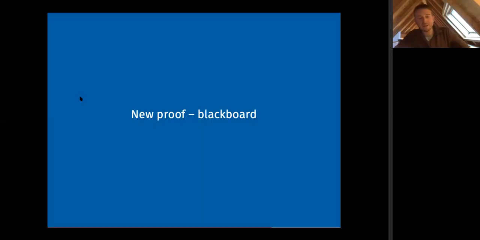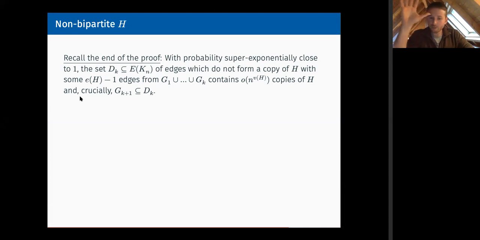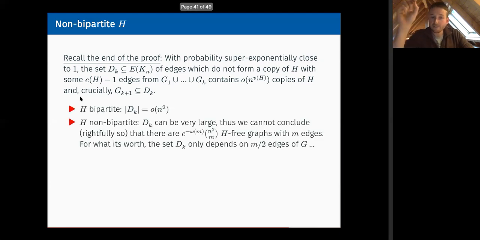Okay, so that was quick, but the main point was this picture where the set D, where the rest of the graph has to live, shrinks. Okay, what falls apart when you try to apply the same thing to a non-bipartite H? Recall the very end of the proof. With probability super exponentially close to 1, this last set D either contains little o of n to the number of vertices of H copies of H, and this last set G_{k+1} has to lie inside. Now, if H was bipartite, this was enough to conclude that this D is really small, and then by choosing G_{k+1}, we get this beta to the m factor that we were looking for. If H is non-bipartite, then we cannot conclude this, and D can actually be very large.